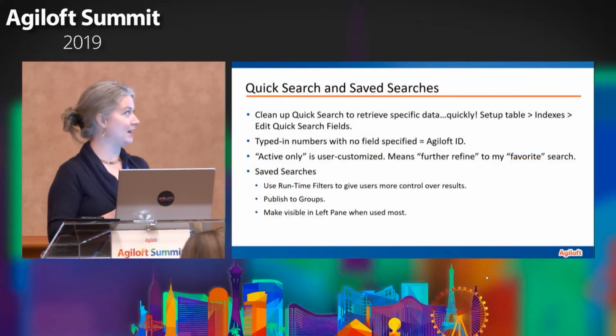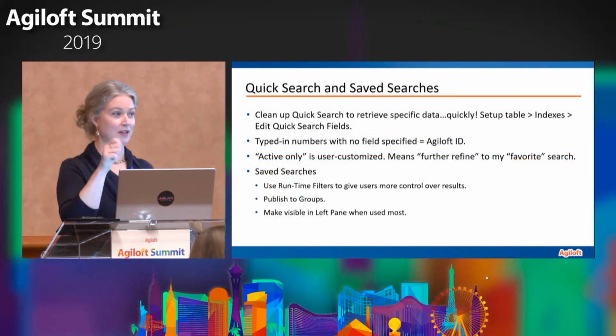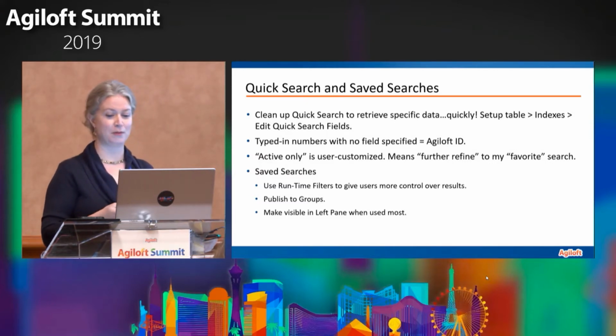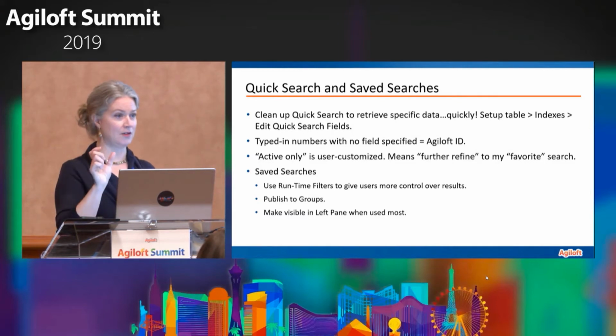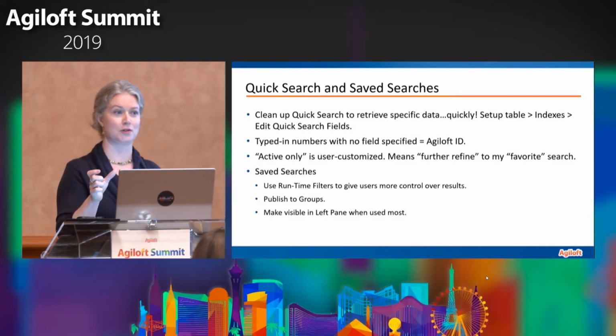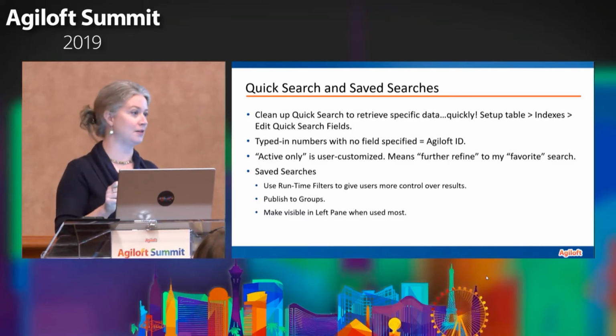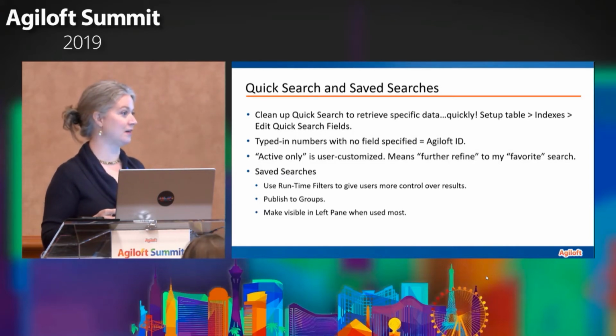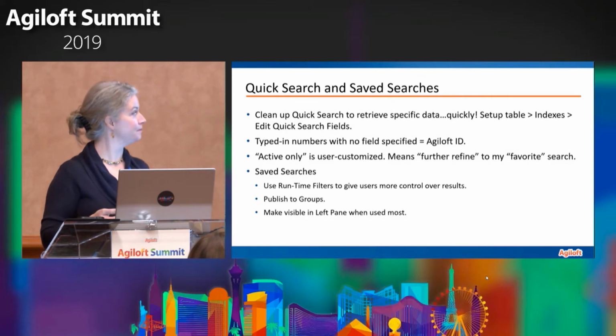One is that quick search can get really long. That drop-down list can get long and confusing. So if your users are finding that they don't know what half the fields mean that are showing up in that drop-down, it means that as an admin, it's probably a good idea for you to get into the back end of that table, go to Setup Table, Indexes, and then there's an action button for Edit Quick Search Fields. And you can just deselect the ones that your users aren't really going to use in quick search, and it'll make that list a lot smaller and a little bit more friendly.